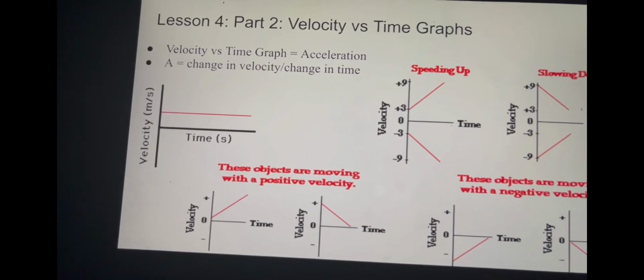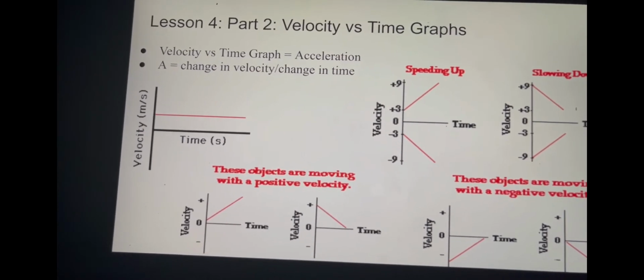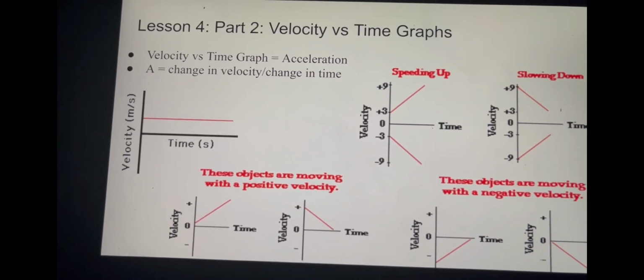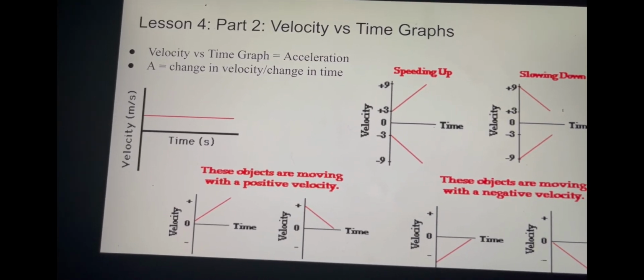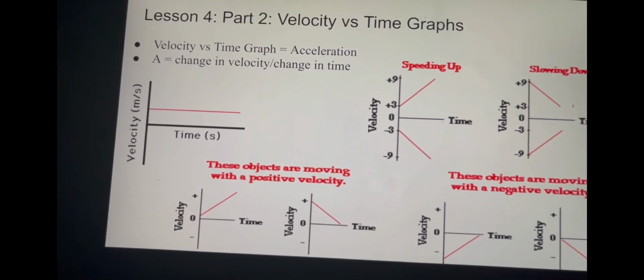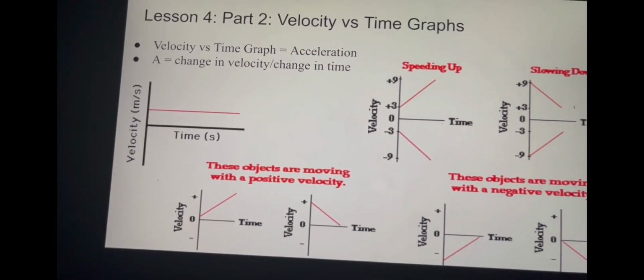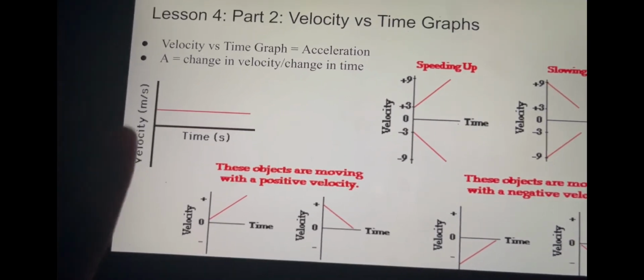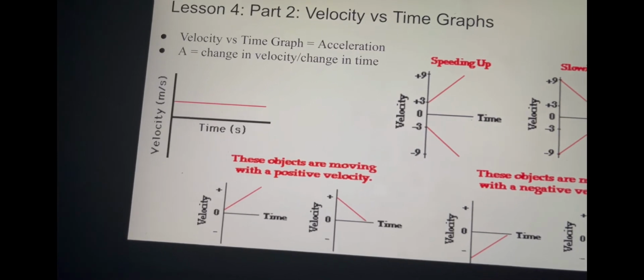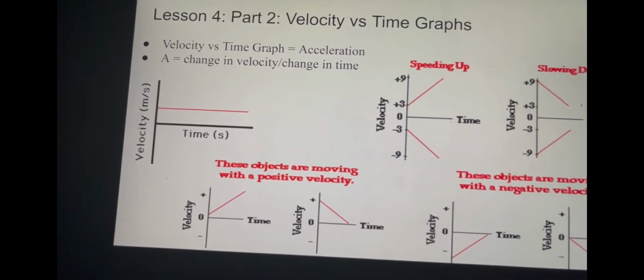This graph is flat all the way across. This is a constant velocity, which means constant acceleration, meaning that there is no acceleration. This is a constant velocity graph, which shows that there's no acceleration. Acceleration is 0.